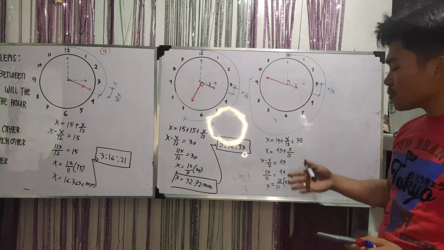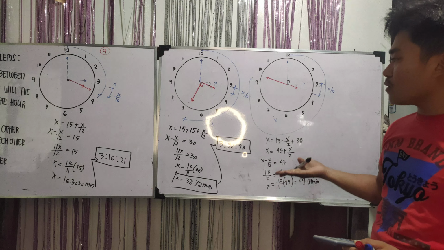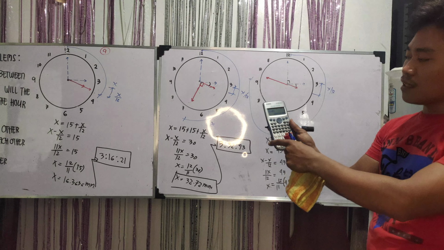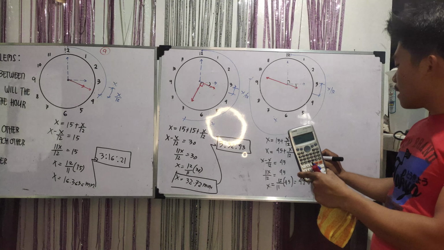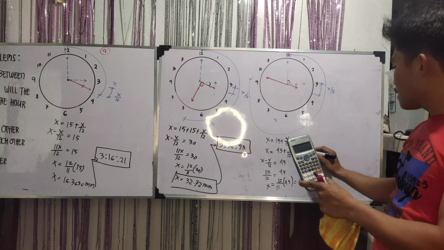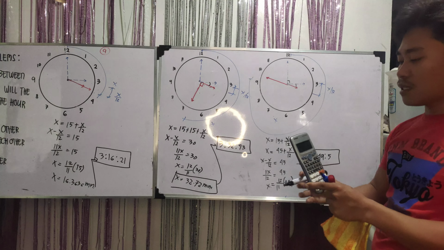minutes. Okay? So, para ma-compute mo kung anong oras siya after 3 o'clock magiging parallel, again, pindutin mo lang ito. That is just at 3 o'clock, 49 minutes, and 5 seconds. Okay? Ito ngayon yung sagot.